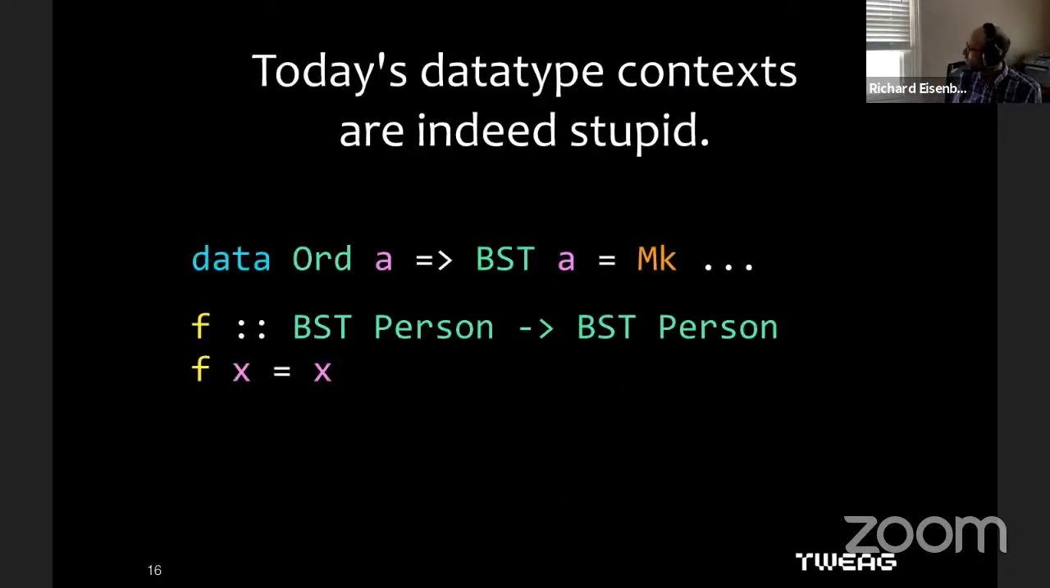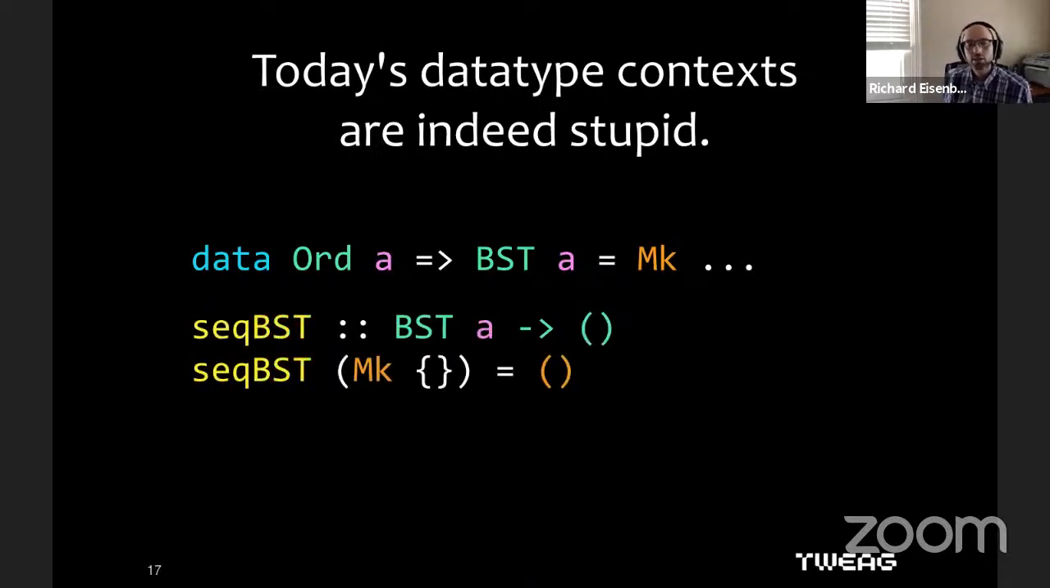Okay, so why are today's contexts stupid? Why is it a misfeature? It's because they don't really work. If in Haskell today I declare that BST is constrained by Ord a, I can still write this function f. Even though that BST Person shouldn't exist, I can still write this function and there are no errors at all. GHC will accept this, even though accepting this is a bug. So it doesn't really do the thing that it's meant to do, which is eliminate the possibility of BST Person when BST Person makes no sense.